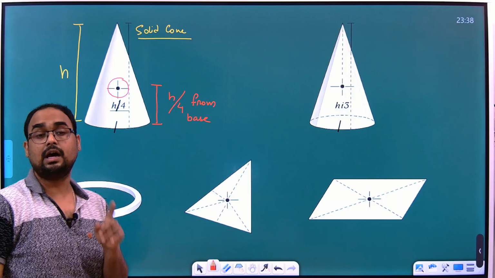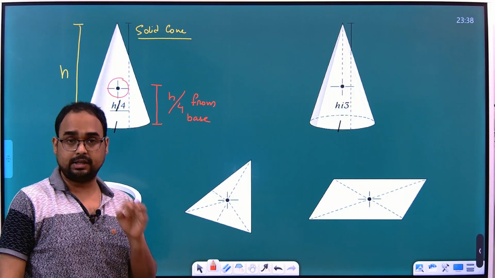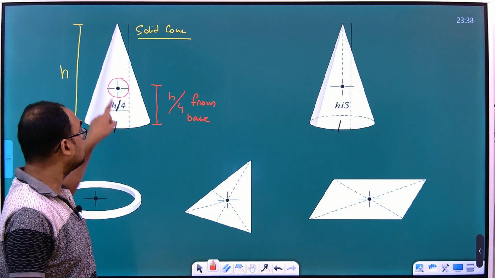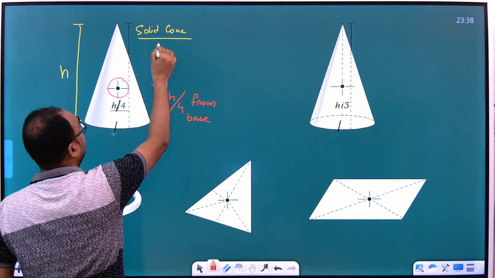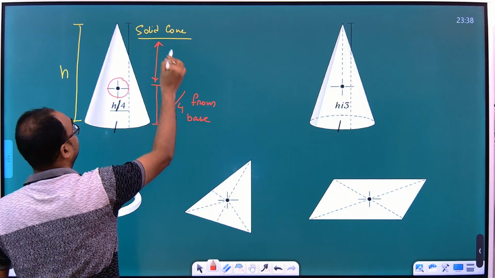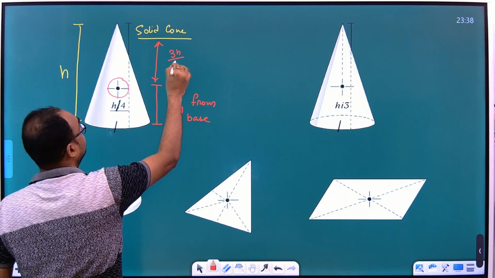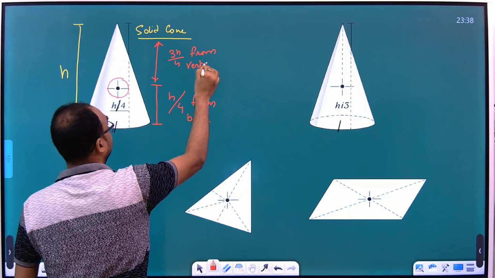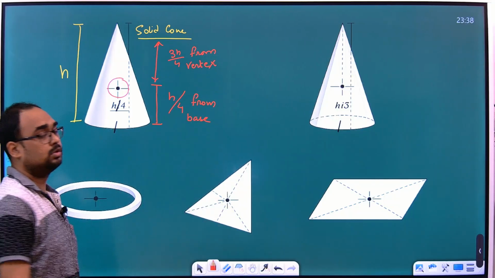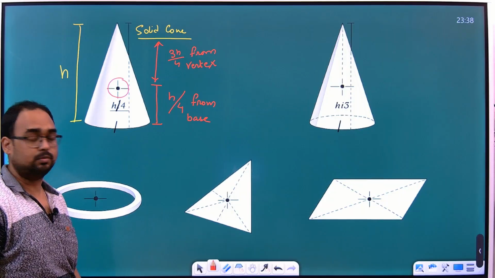And if it is asked in question or in your exam that what is the distance of center of gravity from the vertex, then the answer will be 3h by 4 from vertex. So that is for a solid cone.